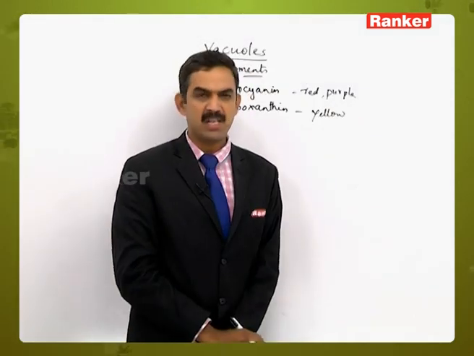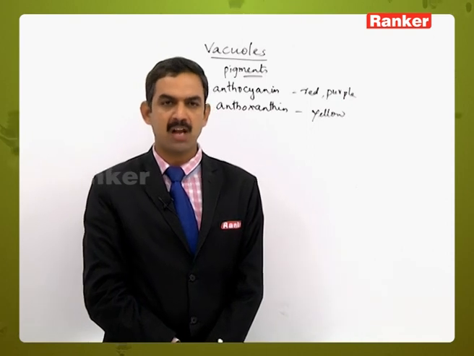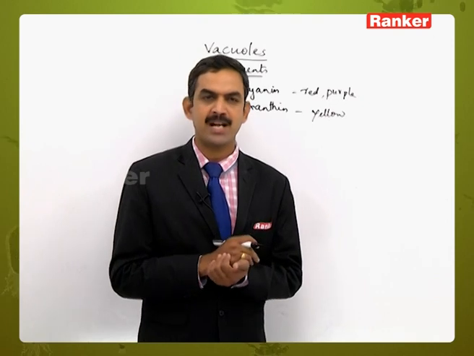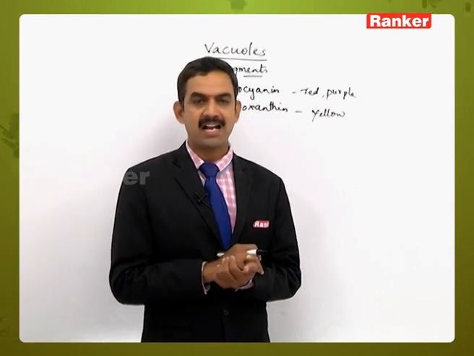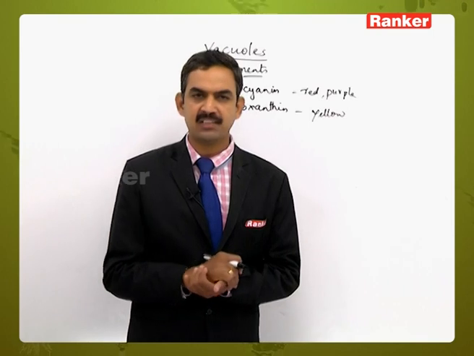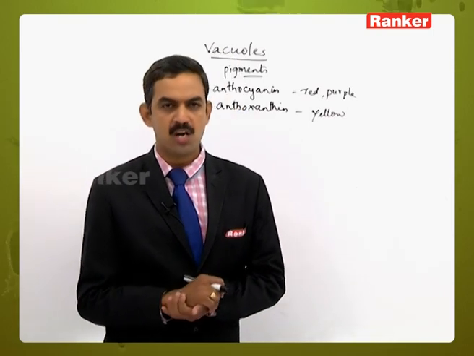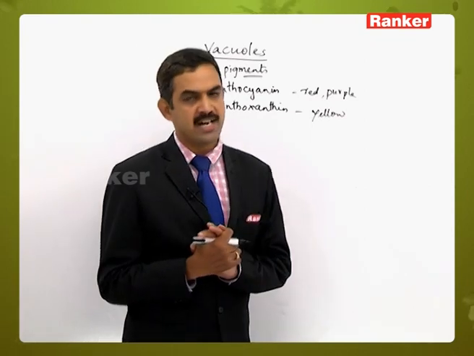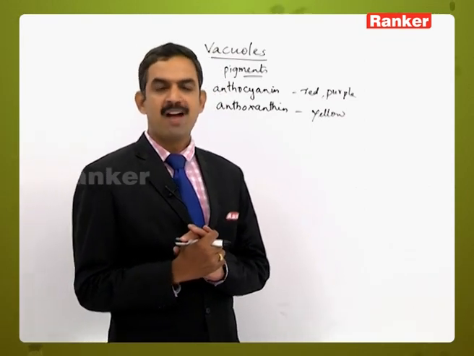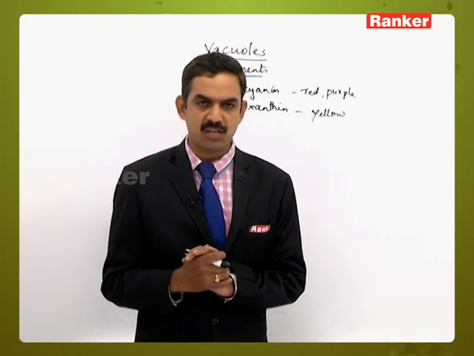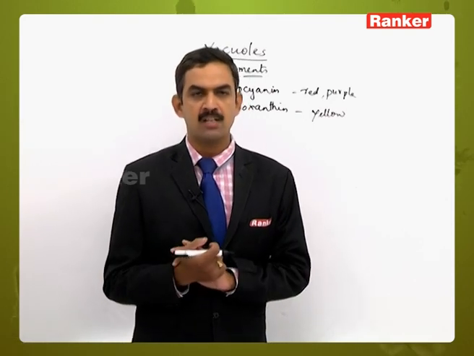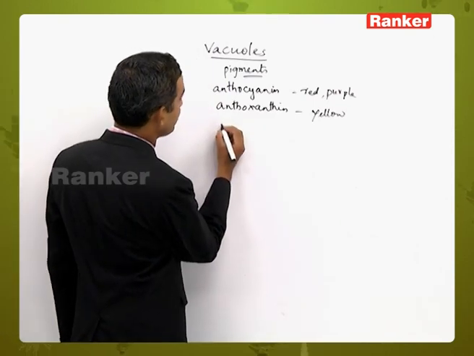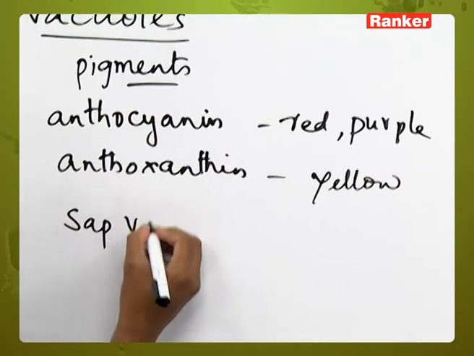When these pigments are present in the petals of flowers, they give multicoloration based on the type of vacuolar pigment, and that helps in attracting insects for the cross pollination function. So this is one important significance related to the vacuoles, and the vacuoles have various functions based on the metabolic functions. So these vacuoles are categorized into various types. The first one is sap vacuoles.